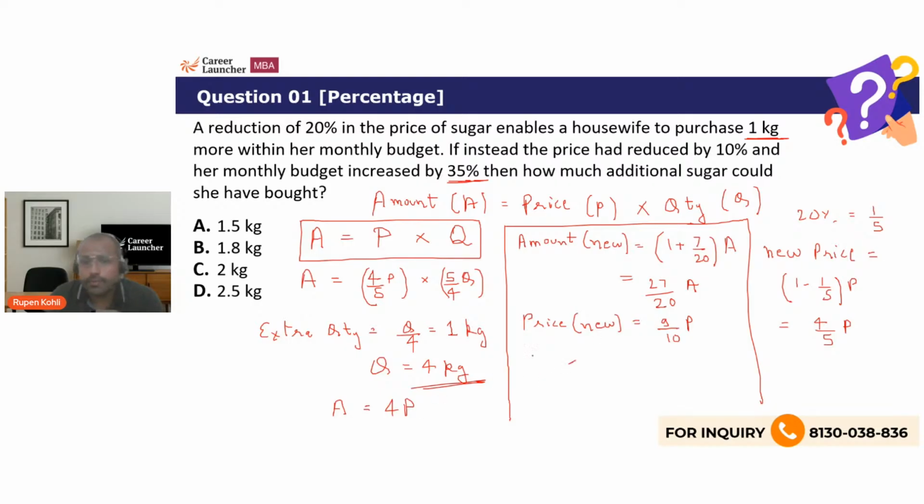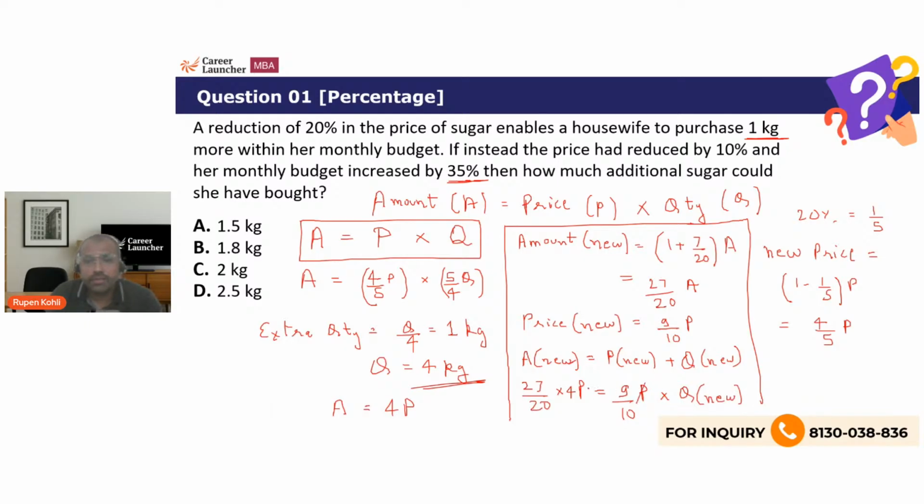A equals 4p. So now, new amount equals new price into the new quantity, right? The new amount is 27 by 20 A, and from here A is 4p. So 27 by 20 into 4p equals new price, which is 9 by 10 of p, into the new quantity. So I think this equation will finally give us the answer.